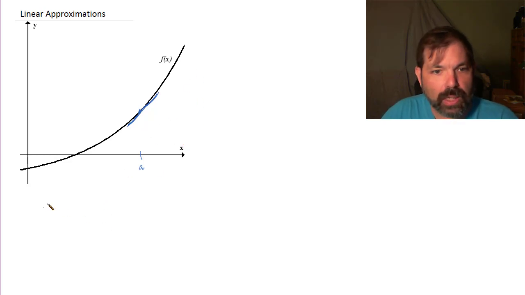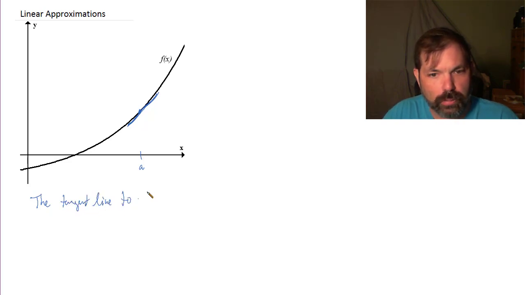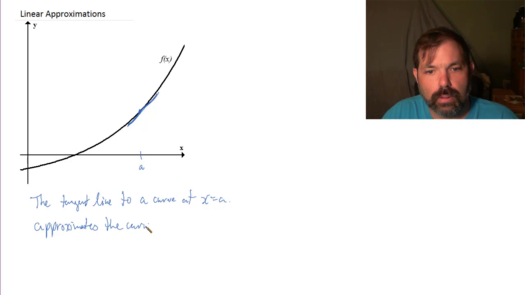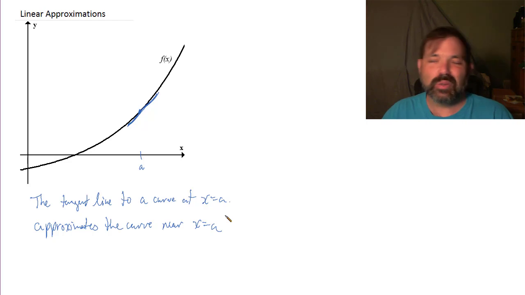All right, so that's the big idea. The tangent line to a curve at x equals A approximates the curve near x equals A. All right, so near, what does near mean? Well, that's a little tricky, but as long as we're reasonably close, then the tangent line should be a good approximation of the curve.